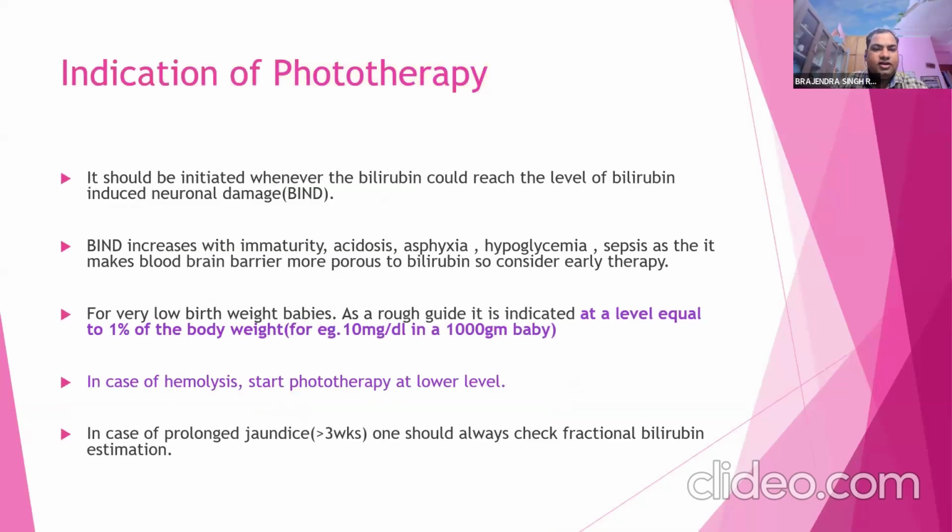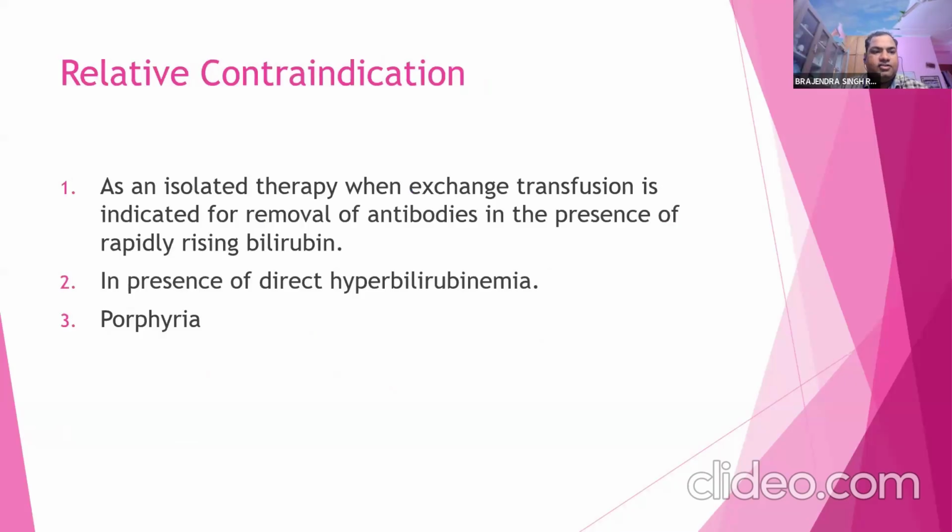This is the indication of phototherapy. And just as a thumb rule, we can understand the third point. For very low birth weight baby, as a rough guide, it is indicated at a level equal to 1% of the baby weight. Means if a baby is 1 kg and the bilirubin level is coming more than 10, more than 1%, then without any analysis, directly understand that this baby needs phototherapy. You don't have a chart, you don't have anything, you saw the baby is 1 kg and the bilirubin is more than 1%, more than 10, immediately start phototherapy. Okay.